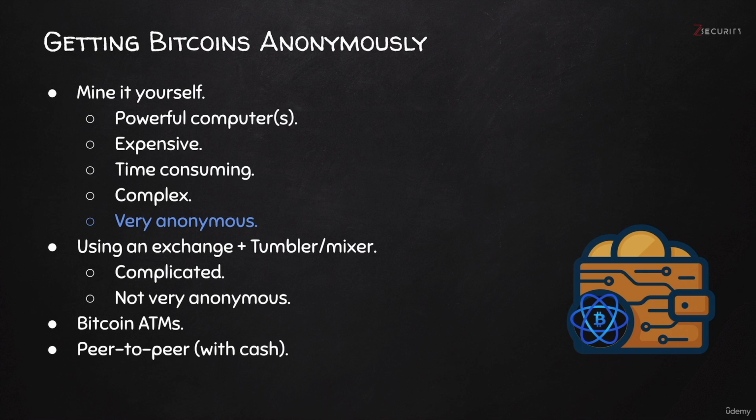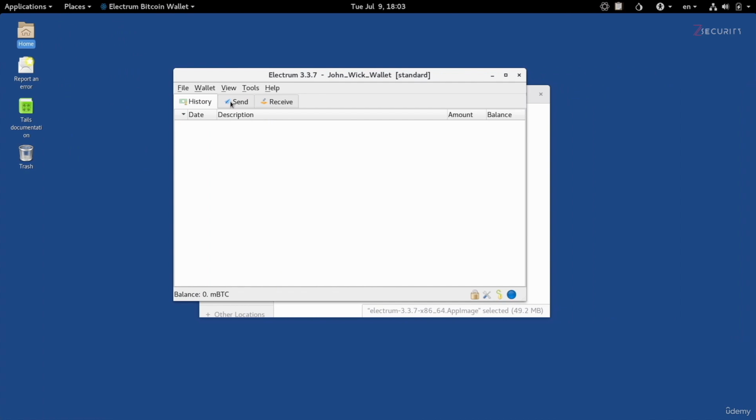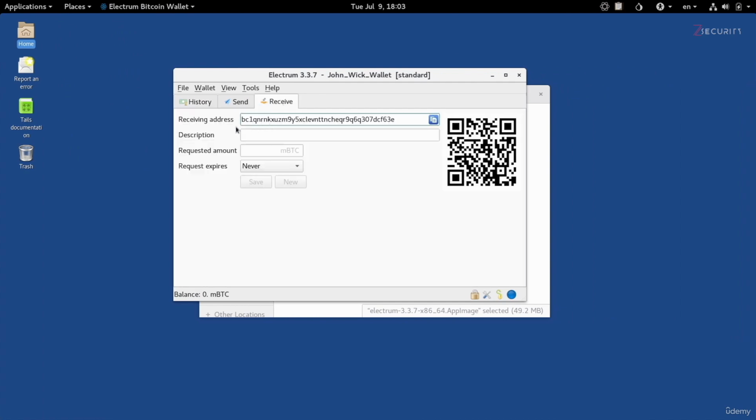Now that we have our wallet set up, in this lecture and the next lectures, we're going to discuss how to buy Bitcoins anonymously. There are a number of ways to buy Bitcoins, but not all of them are anonymous. If we go back to our wallet and click on receive, you'll see our receiving address.